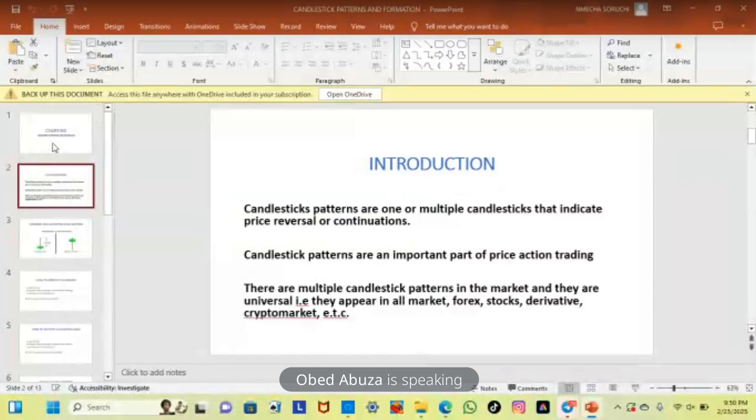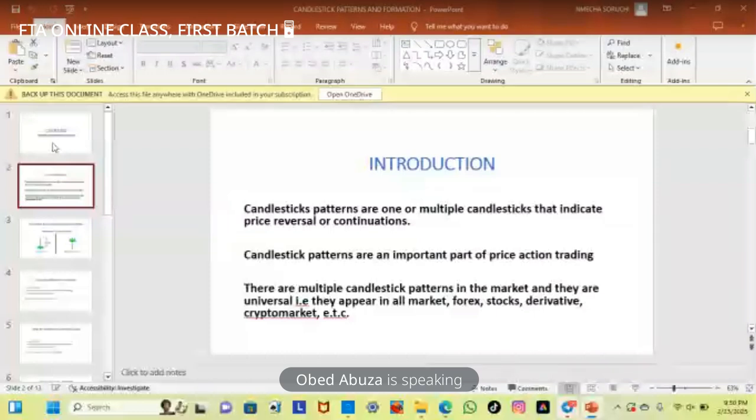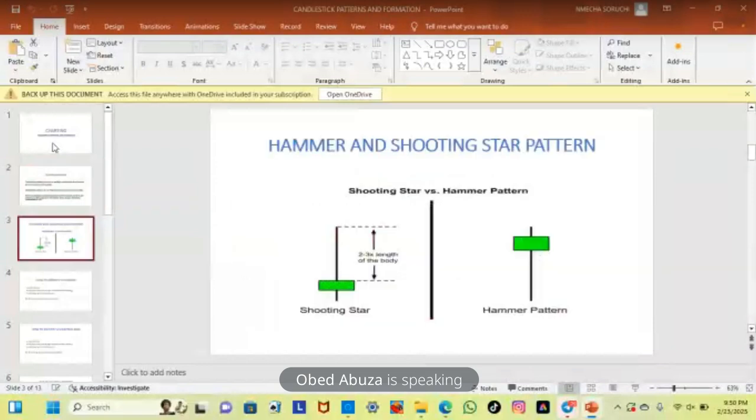So we'll be looking at the important candlestick patterns that appear regularly in the market. That's what we'll be looking at today. There are multiples of them, but we'll be looking at the main ones, the ones that occur almost every time in the market. So first of all, we're looking at the hammer and shooting star pattern.